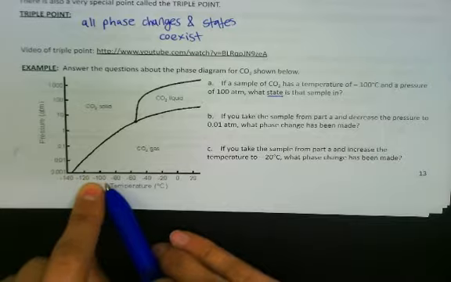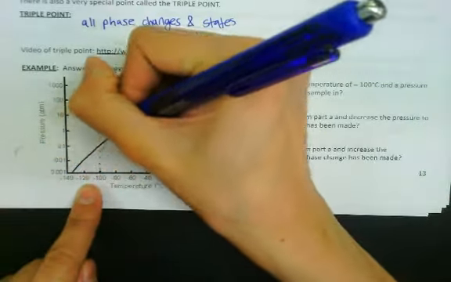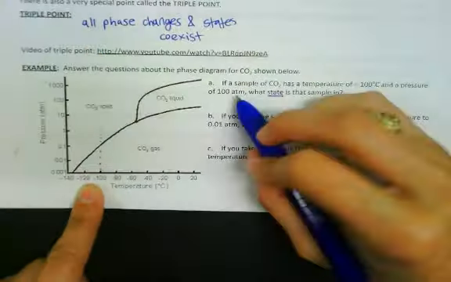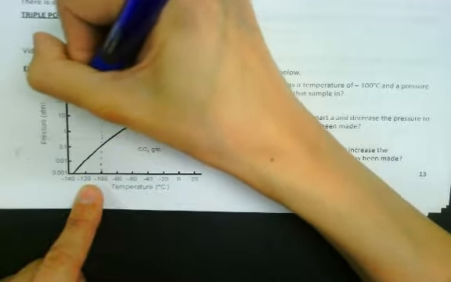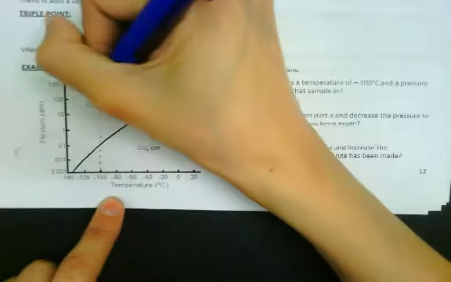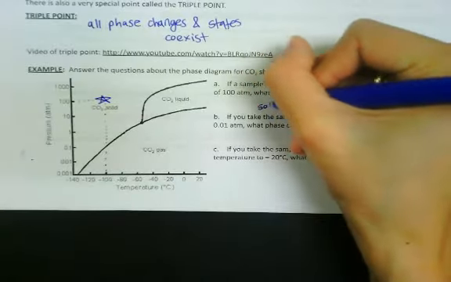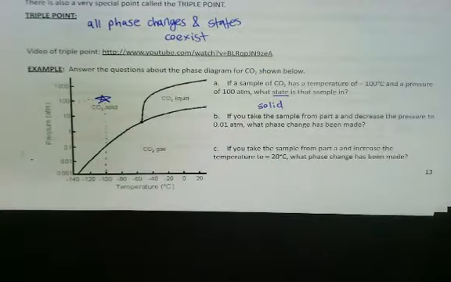You have a temperature of negative 100 degrees Celsius and a pressure of 100 atmospheres. If you look on your diagram, that is right here. So what state are we at those specific conditions? Solid. Very good. We are solid.